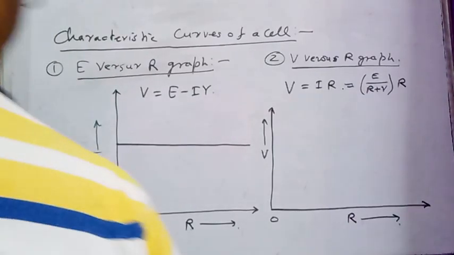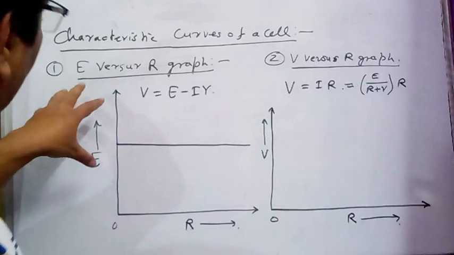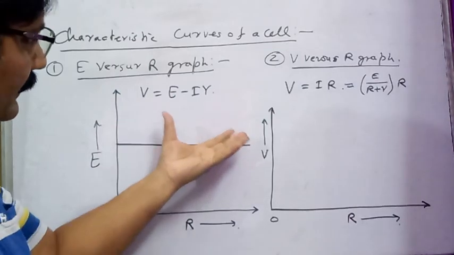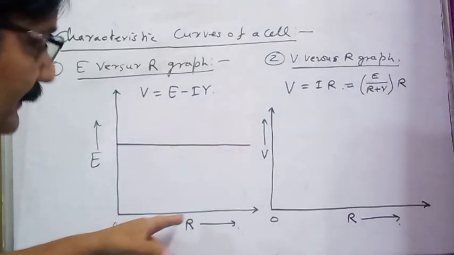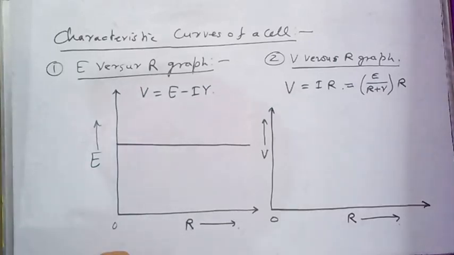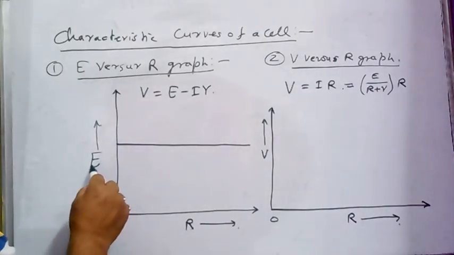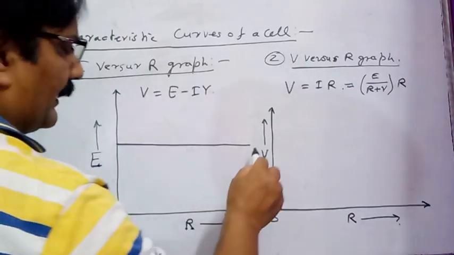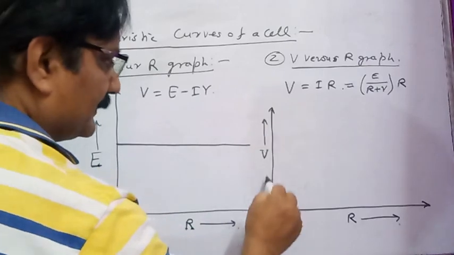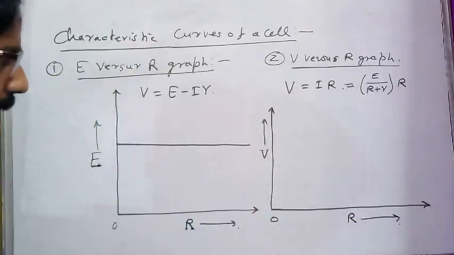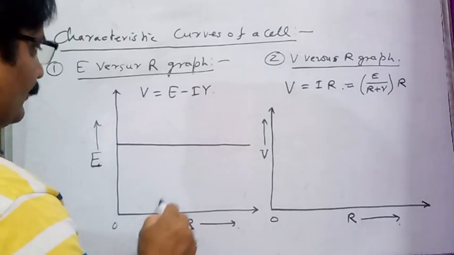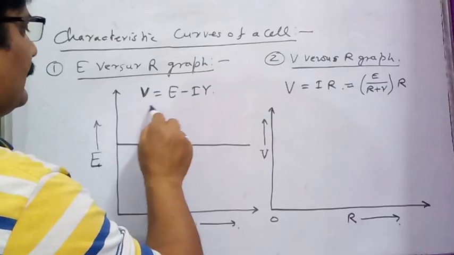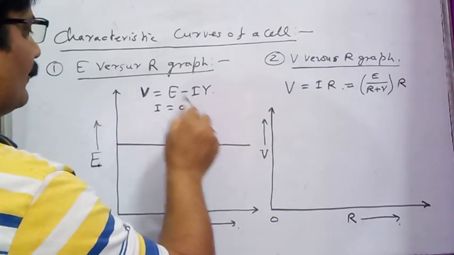Students, what is the characteristic curve of the cell? Characteristic curve means the relation between different quantities of a cell, in graphical representation. What is the graphical representation of EMF versus external resistance of the circuit? What can be the graphical representation of cell terminal potential V and external resistance of the circuit? In the first graph, you can see this is the formula. Cell terminal potential V is going to be E when I is equal to 0.